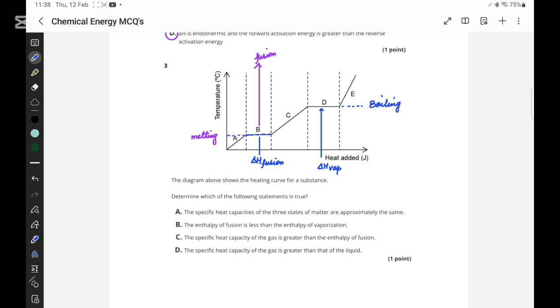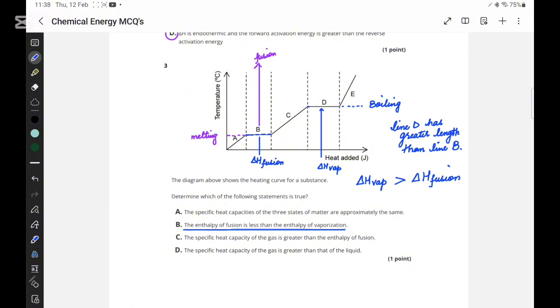So guys, if you see this place, don't you think this line D has greater length than line B? So you are going to analyze one thing here, that it shows enthalpy of vaporization is greater than enthalpy of fusion. So the answer is this one, B, which you can see says enthalpy of fusion is less than the enthalpy of vaporization.